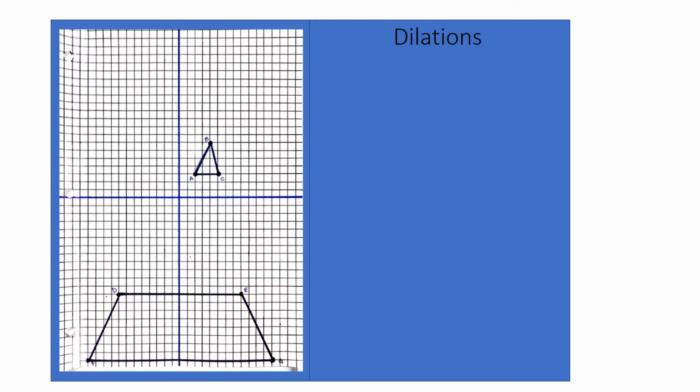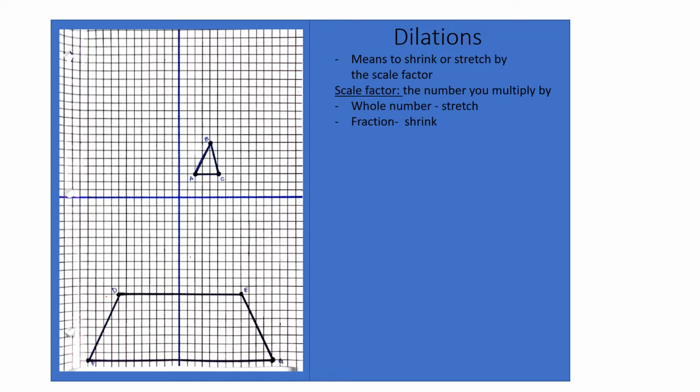Make sure you are on the 3rd page of your transformation book and that your graph looks like the one on the screen. We're going to title this page Dilations. Dilation means to shrink or stretch. So we're going to take small shapes and make them larger, and we're going to take big shapes and make them smaller. And this is typically done by the scale factor, meaning the problem will say dilate the shape by a scale factor of, and then a number. The scale factor is the number you multiply by, and I'll explain that later in the video.